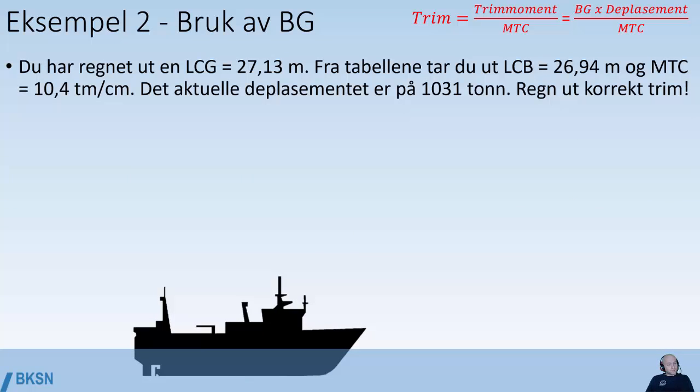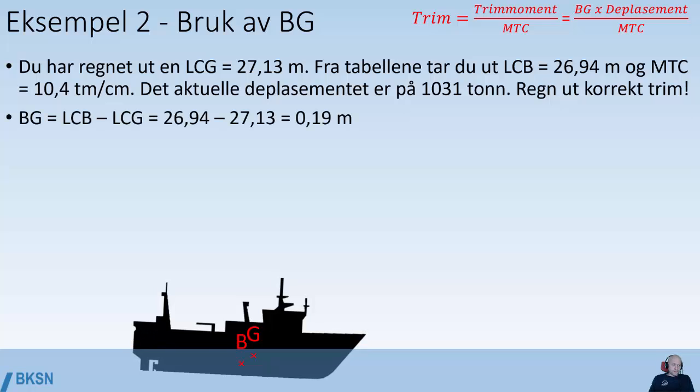Next example, we have calculated that we have a longitudinal center of gravity of 27.13 meters. From the stability tables, we take out the longitudinal center of buoyancy of 26.94 and an MTC of 10.4 ton meters per centimeter. The displacement is 1,031 tons. What we want to do is find the correct trim. So we know G, we know B, we know the MTC, we want to find the trim.